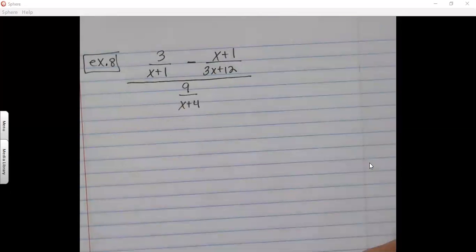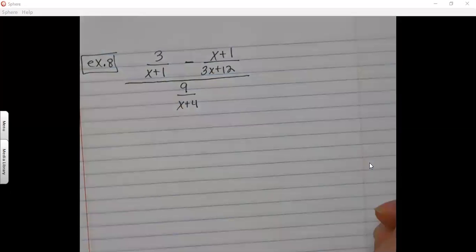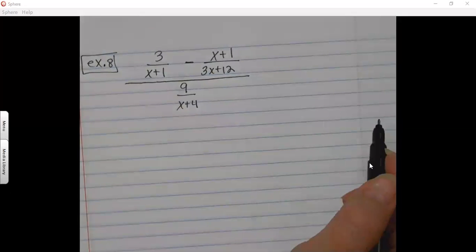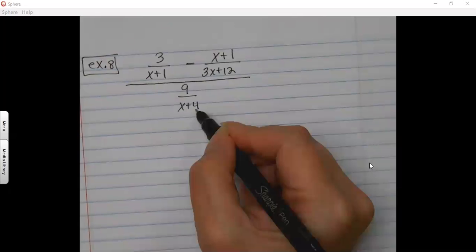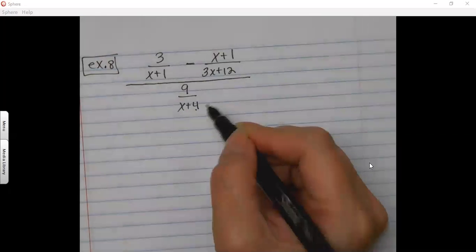So x plus 1 times x plus 4 times 3x plus 12 is a common denominator, but it is not the least common denominator. And I know that because 3x plus 12 can be factored. And when I factor that, I'm going to get 3 times x plus 4. And so we don't need to include both x plus 4s. I mean, if we do, it's just going to be more reducing in the end. So that's going to be factored.